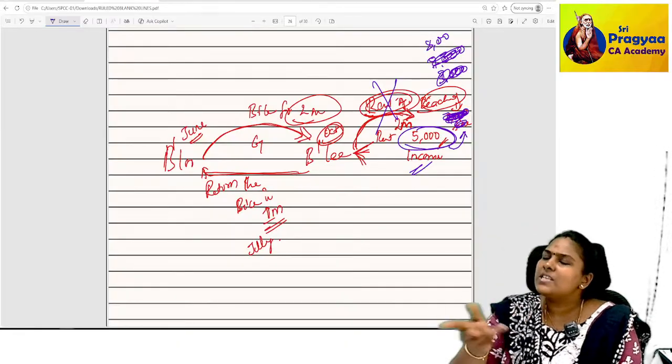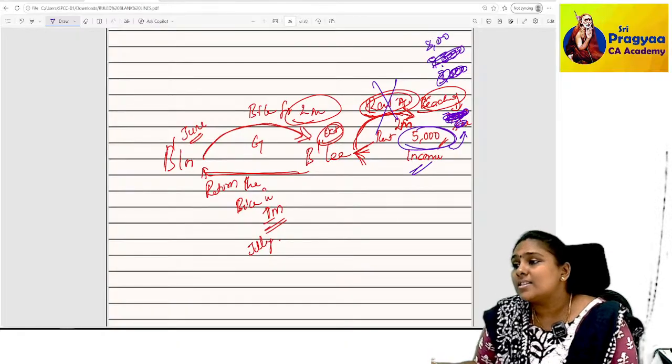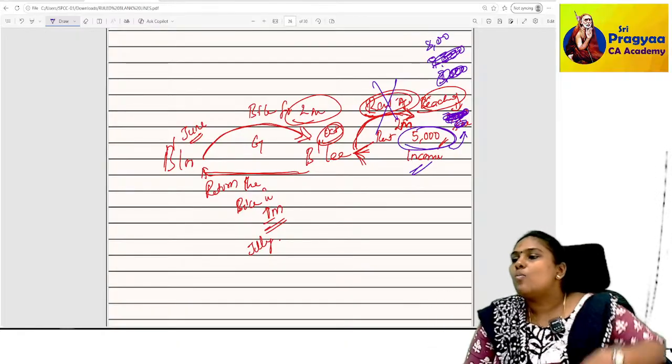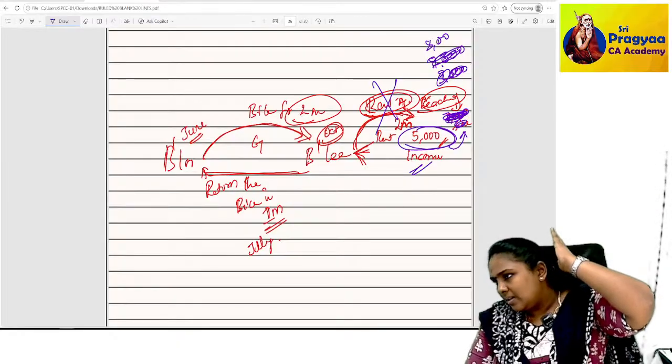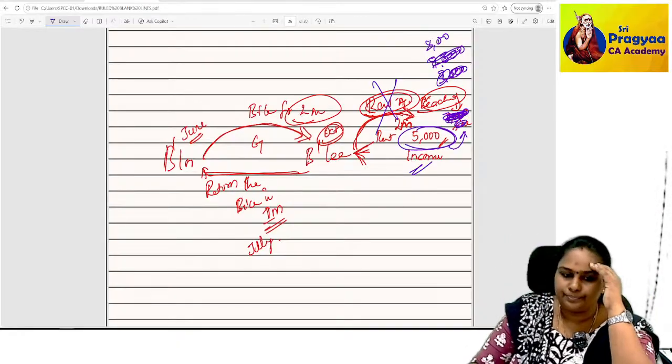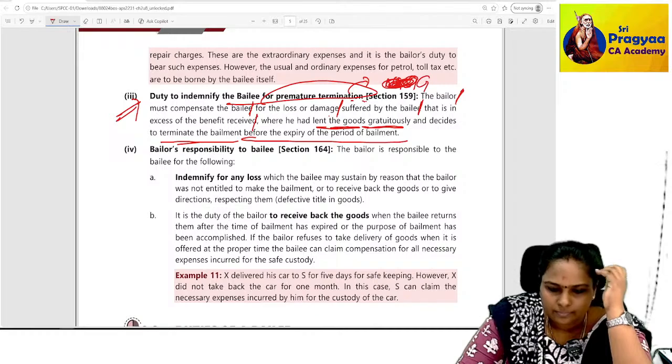Ma'am, if he is asking only after 2 months, then what is the situation? No need to pay anything. Whatever loss he is facing, he only will face. Clear? Understood? Shall we go to the next area?